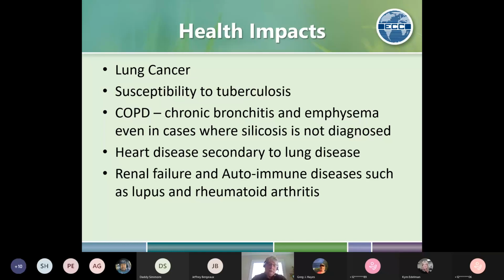It's also associated with kidney failure with silica, and autoimmune diseases like lupus and rheumatoid arthritis. And again, I don't really know what the mechanism is there. It's just a correlation that's been found in different studies.